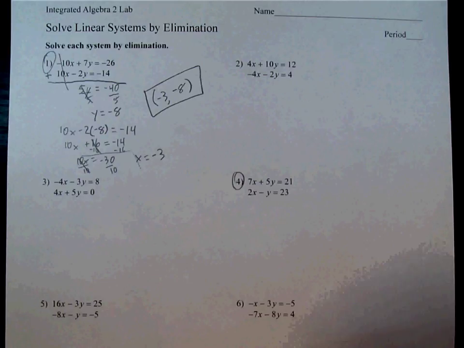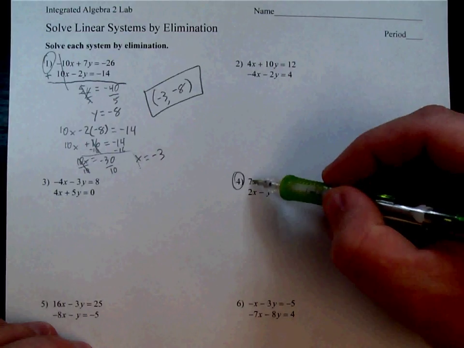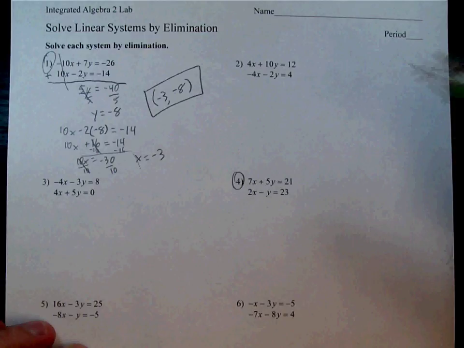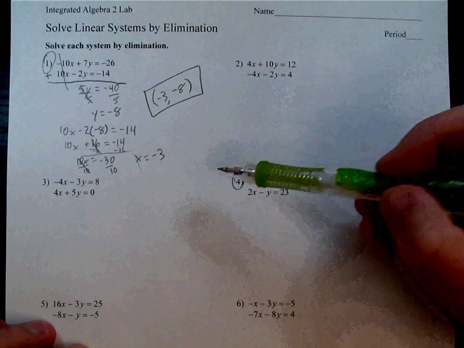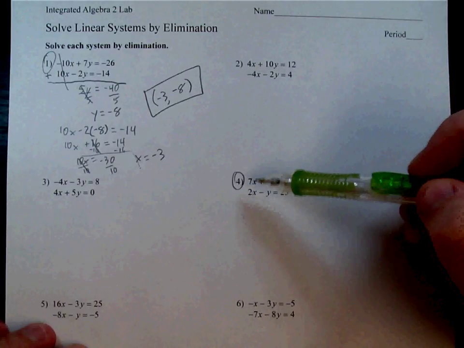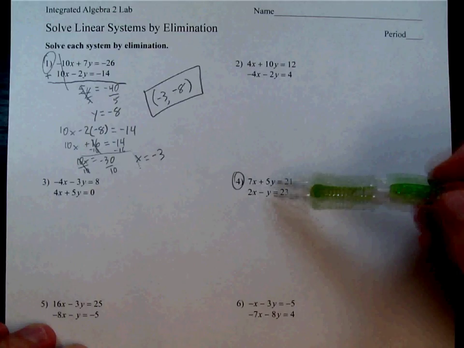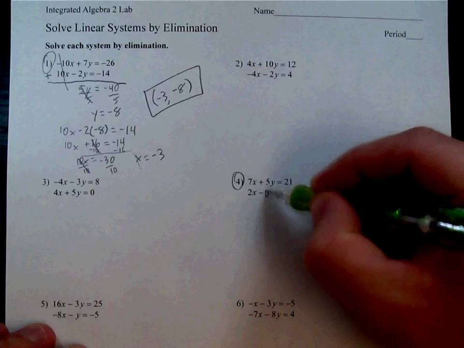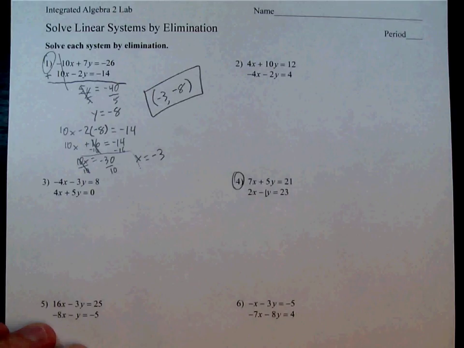If I wanted to get rid of x's, I have 7 and 2. The smallest number that 7 and 2 both go into is 14. So if I could make a 14x and a -14x, they would eliminate. That's a possibility, and we can do that. But if we look at y's, this one's a little easier. This is a 5, +5. This is a -1. 1 and 5, they both go into 5. So if I can have a +5 and a -5, they would eliminate.